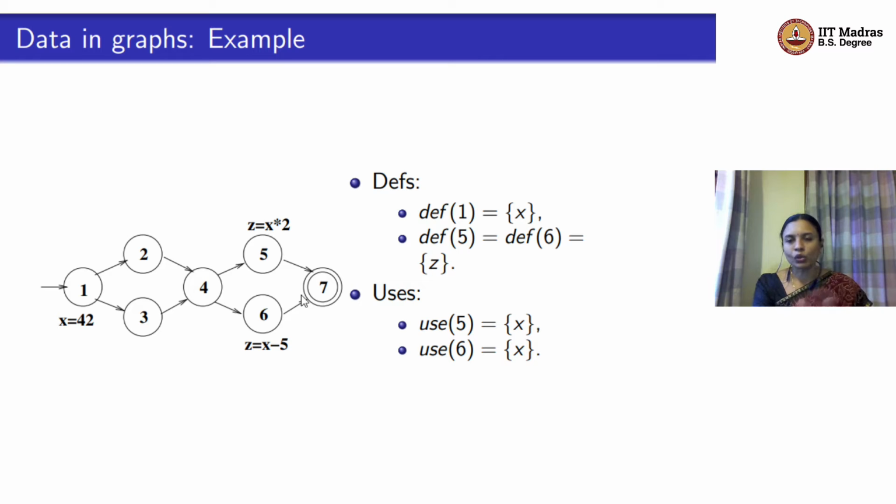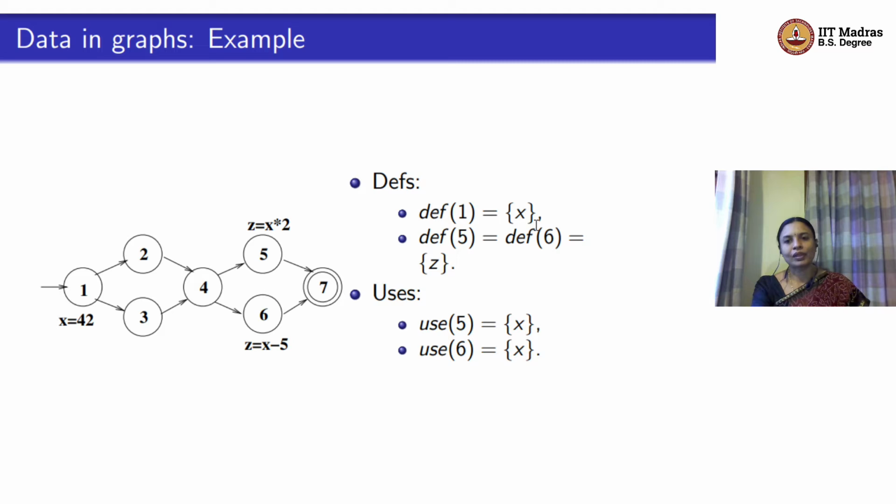But with the information that we know, that node 1 represents the statement x is equal to 42, node 5 represents z is equal to 2x, node 6 represents z is equal to x minus 5, we are ready to write some information about definitions and uses. Now, what are all the variables that you see in this graph? There is a variable x, there is a variable z, and in node 1, x is assigned 42. That is, the memory location for x is updated with the value 42. So I could say definition of 1 is the singleton x.